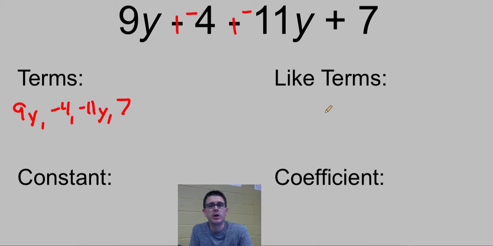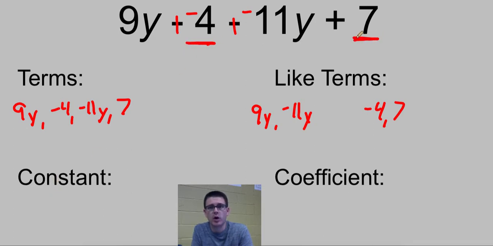My like terms are any of them that have the same variable in common. So my 9y and my -11y would be like terms. My -4 and my 7, they don't have a variable, so they have that in common. They're constantly boring. They're just plain old constants. Those are going to be another set of like terms. My constants, again, those are my plain numbers, -4 and 7.